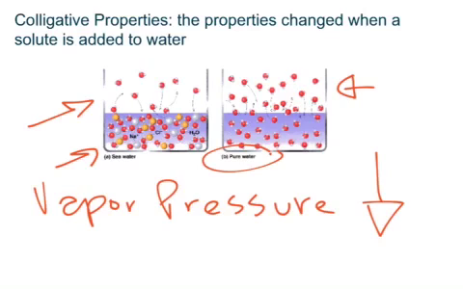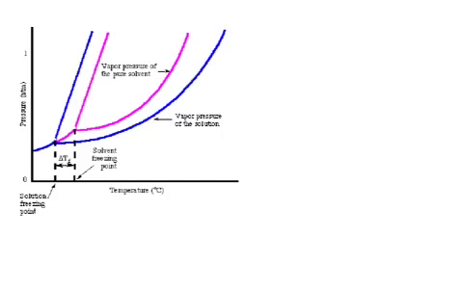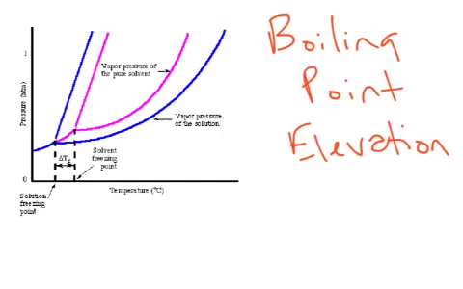And vapor pressure is directly related to the ability to boil. Boiling happens when vapor pressure is equal to the atmospheric pressure that's pressing down on the liquid. So if you're having less and less vapor pressure, that means it's going to get harder and harder to get to the boiling point, which leads us to the next colligative property, which is called boiling point elevation, or boiling point raises up.